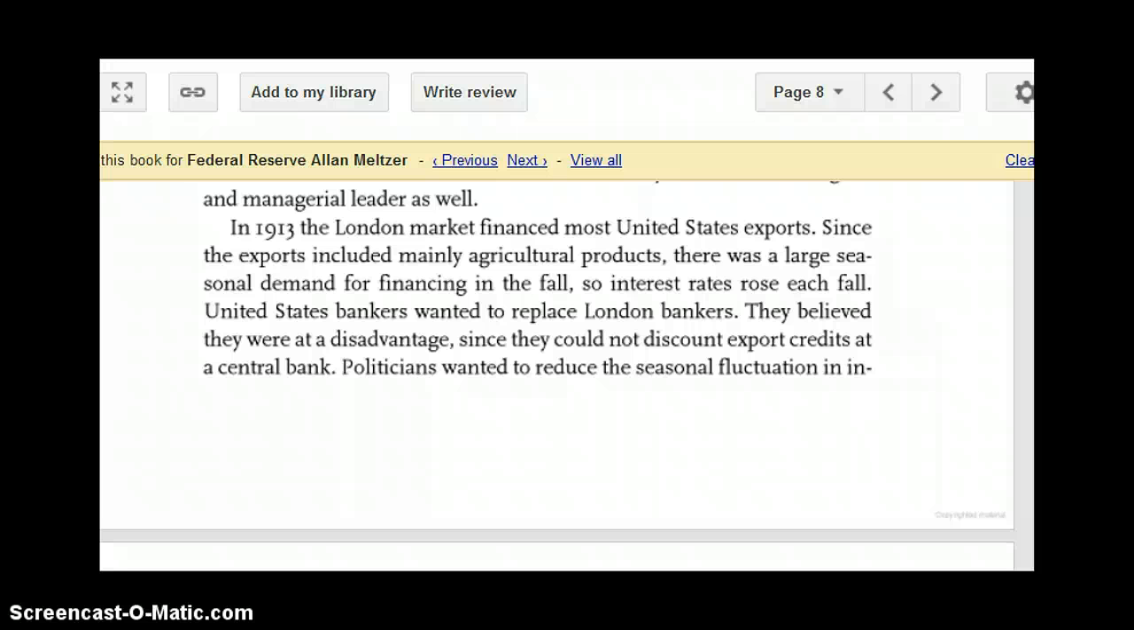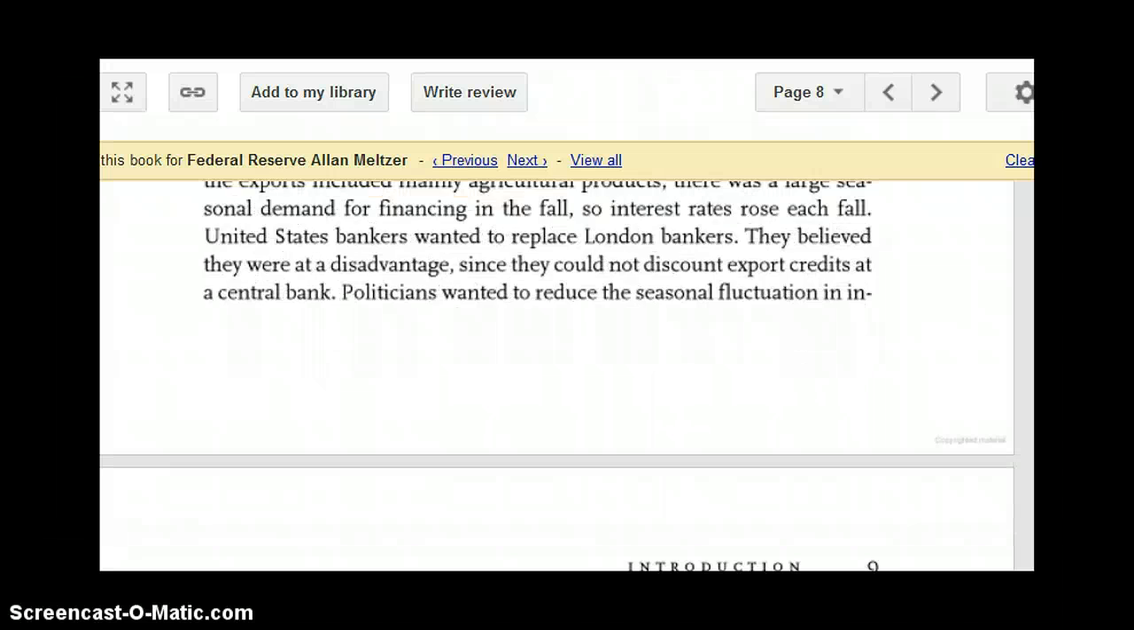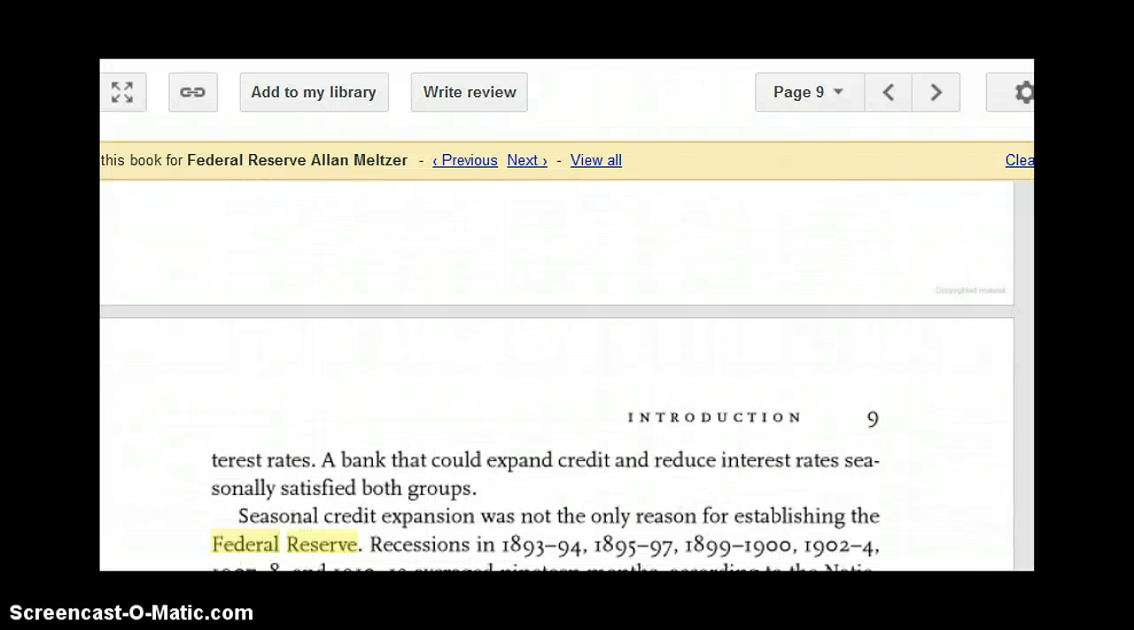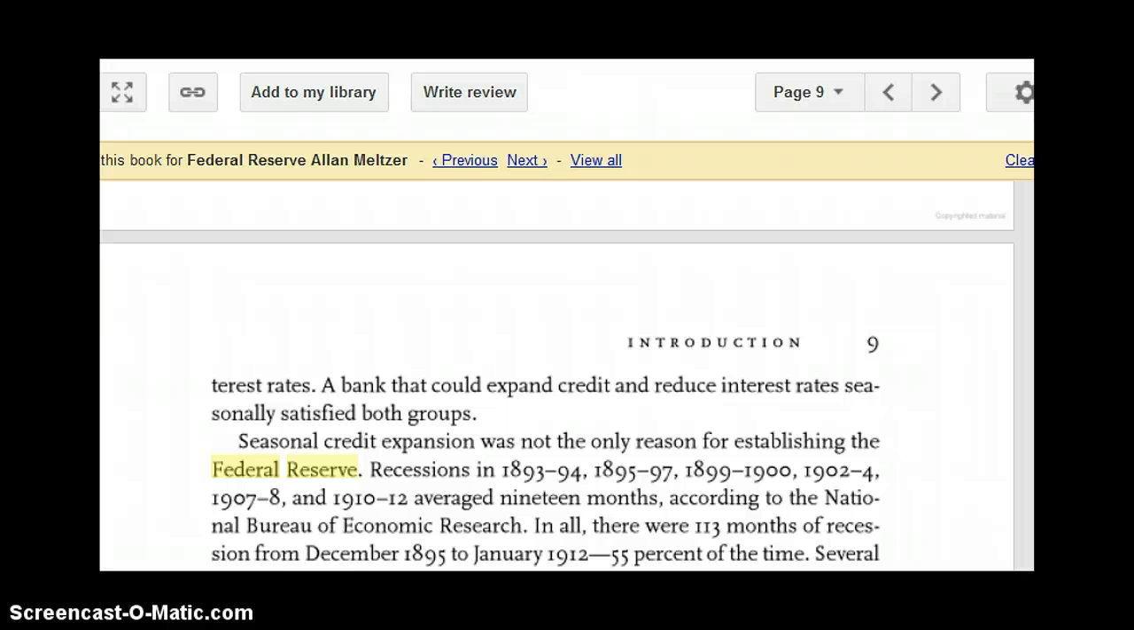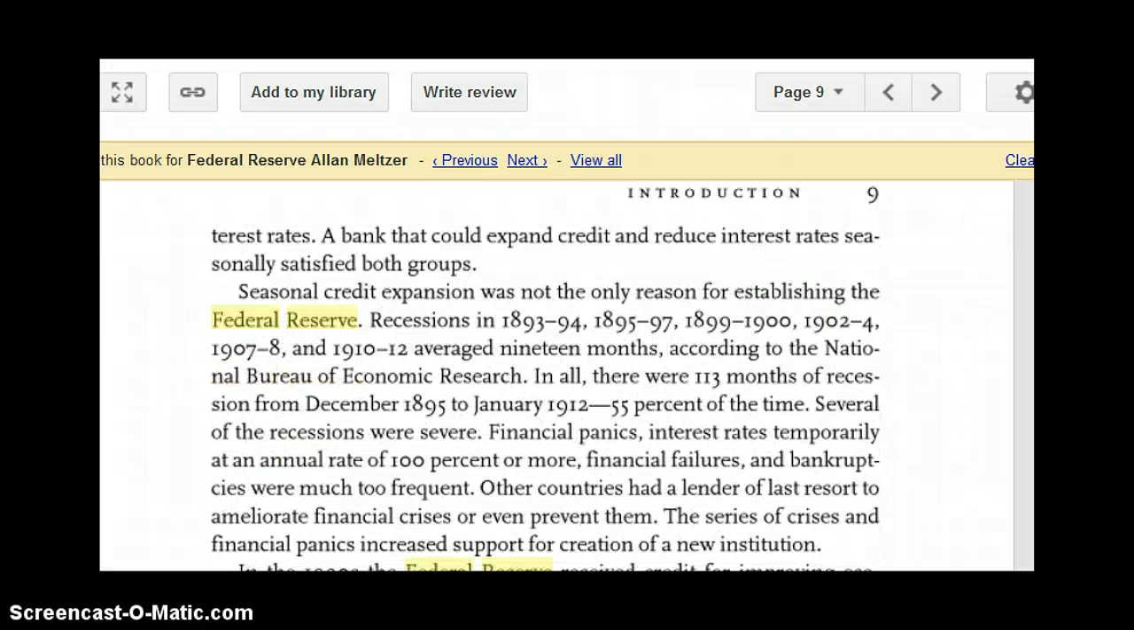U.S. bankers wanted to replace London bankers. They believed that they were at a disadvantage, since they could not discount export credits at a central bank. Politicians wanted to reduce the seasonal fluctuation in interest rates. A bank that could expand credit and reduce interest rates seasonally satisfied both groups. Seasonal credit expansion was not the only reason for establishing the Federal Reserve.